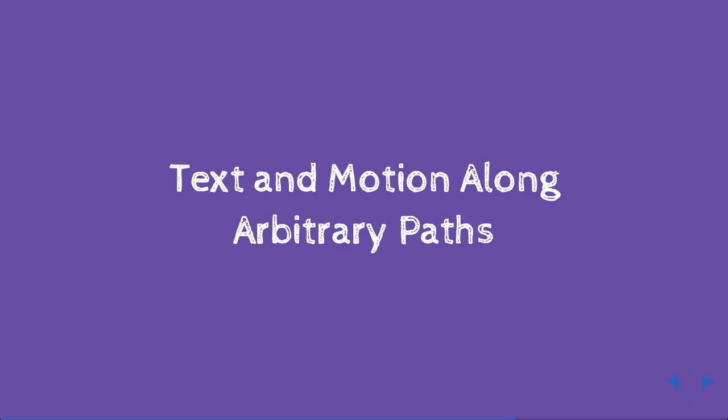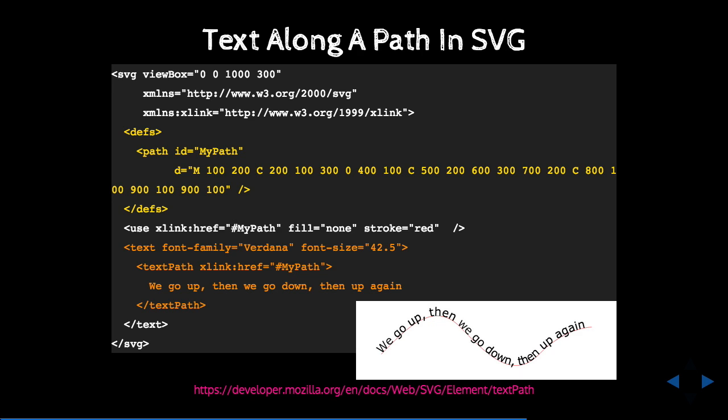Okay, so text and motion along arbitrary paths. Again, something we can do in SVG, but can't do in CSS yet. First thing is text along a path. Now, I don't really know how useful this is. I've never seen anyone use something like this except maybe in logos. But it is possible in SVG, and it is very simple.